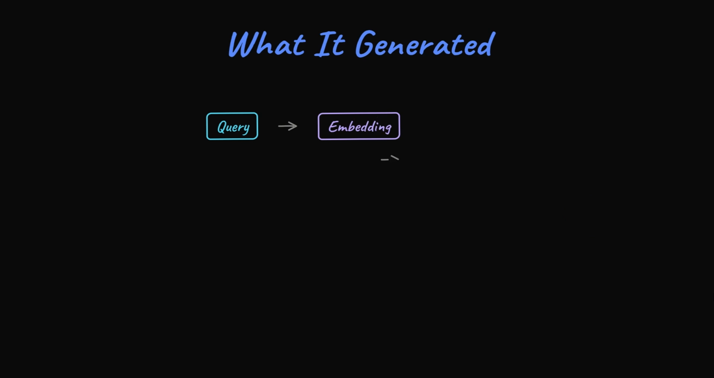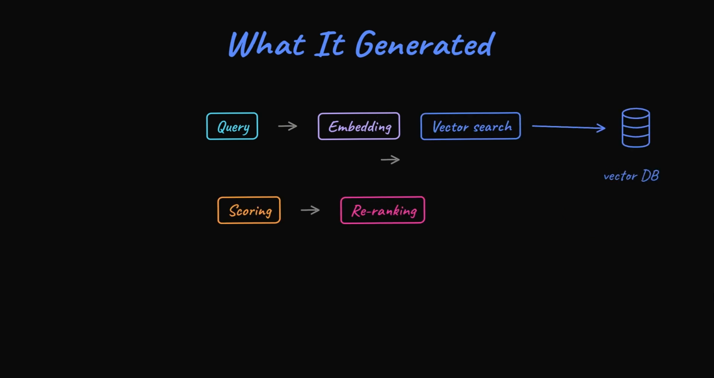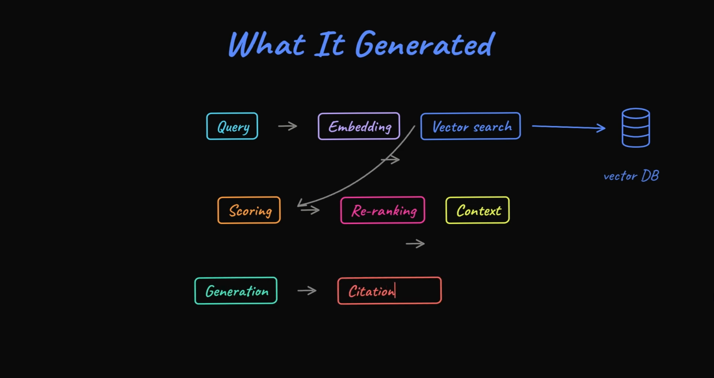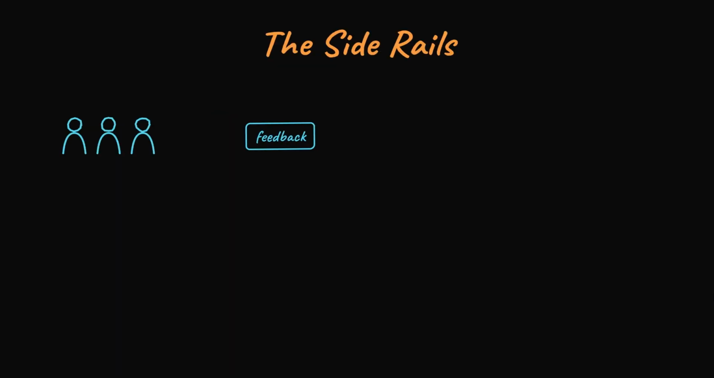I type something like, build a flowchart for a RAG pipeline, including the user query, embedding step, vector search, a scoring step for retrieval, re-ranking, assembling context, generation with the language model, a citation check, the final response, a way to capture user feedback, and logging. I hit enter, and within a few seconds, there's a full diagram sitting on the canvas.